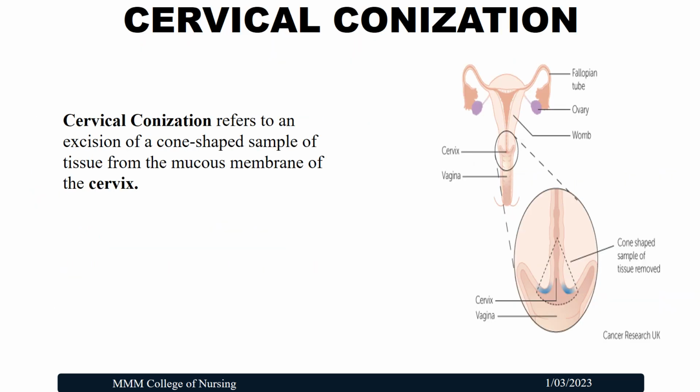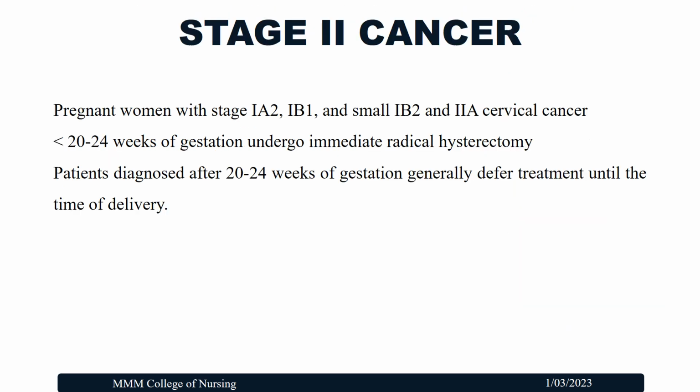Like cervical conization. Cervical conization refers to an excision of a cone-shaped sample of tissue from the mucous membrane of the cervix. A cone-shaped sample will be removed from the cervix. So next is stage 2 cancer.